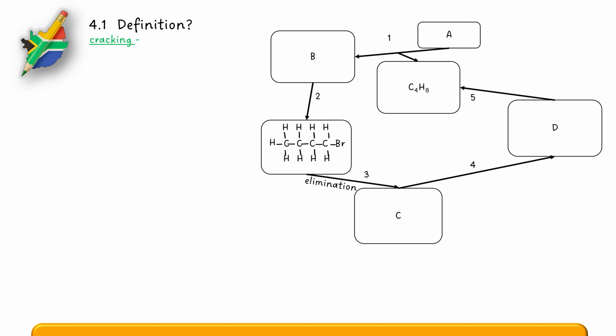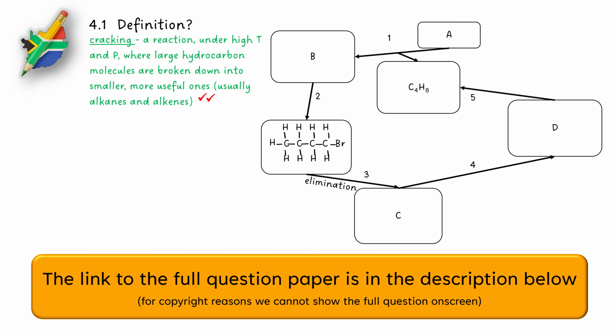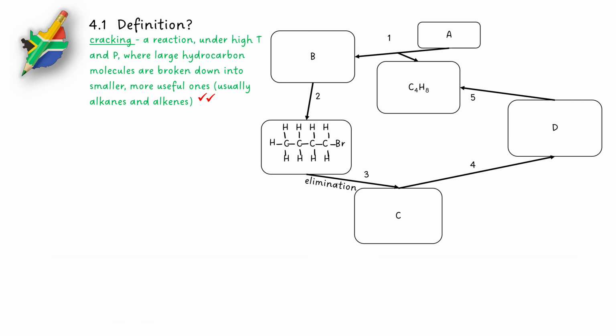First, we are asked what cracking means. In chemistry, cracking means a type of reaction which occurs under high temperature and pressure, where large hydrocarbon molecules are broken down into smaller, more useful ones, usually alkanes and alkenes. We're told that reaction 1 involves cracking, and we can see two products are formed.